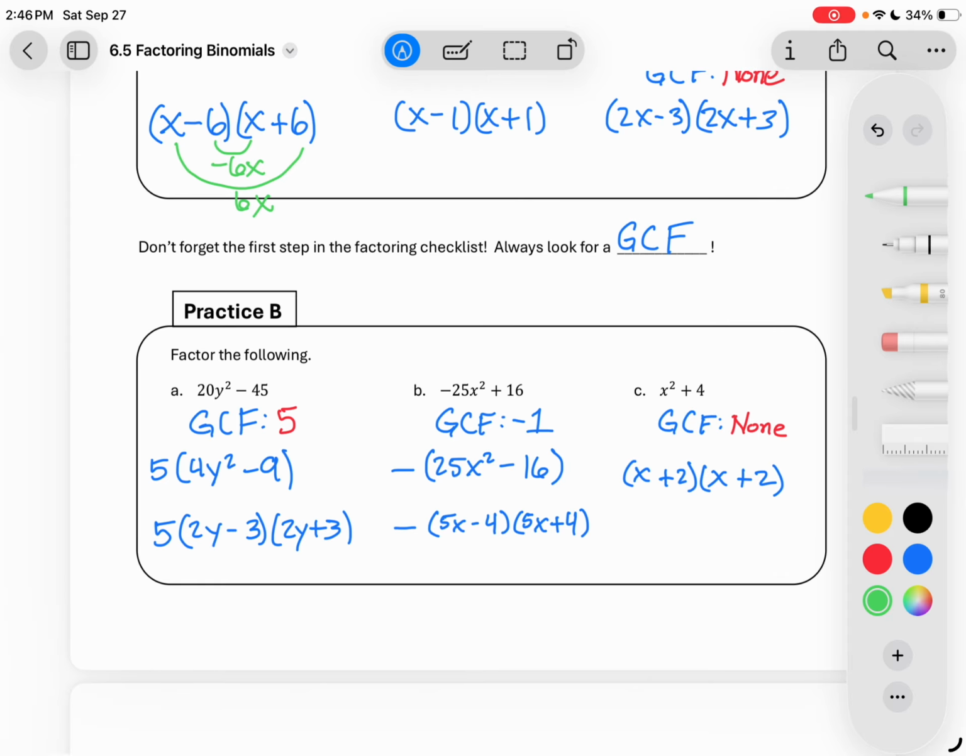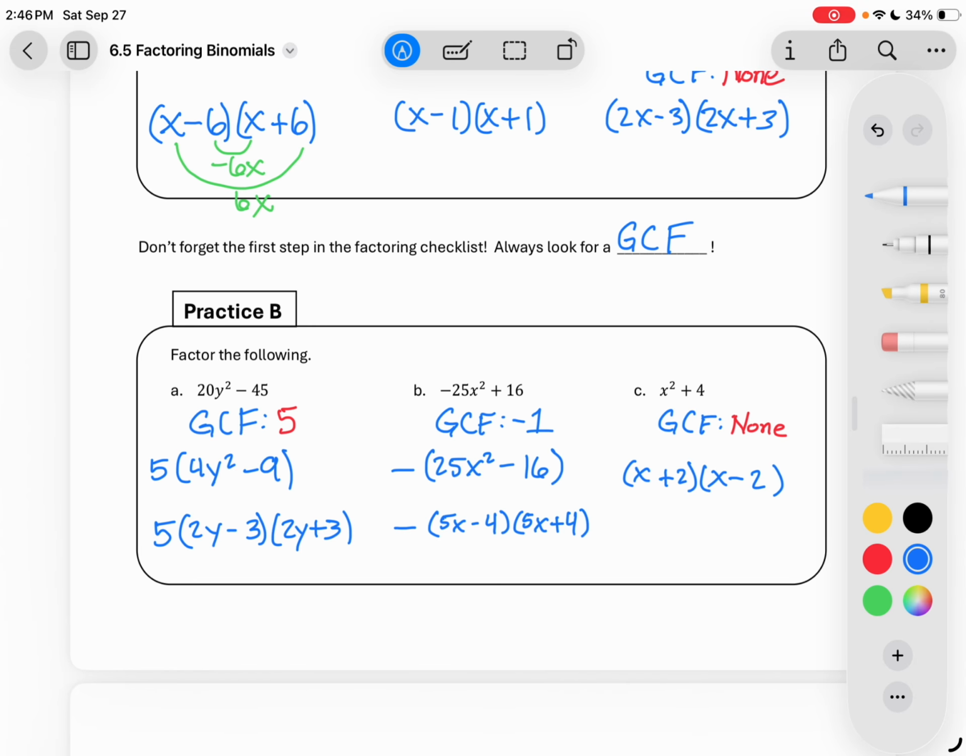Let's go ahead and do it. 2 times x is 2x, and x times 2 is 2x. And those do not add up to 0. They add up to 4x. So we would have a middle term if we did that. So then sometimes we think, well, if we can't have them both be positive, then maybe one needs to be positive and one needs to be negative.